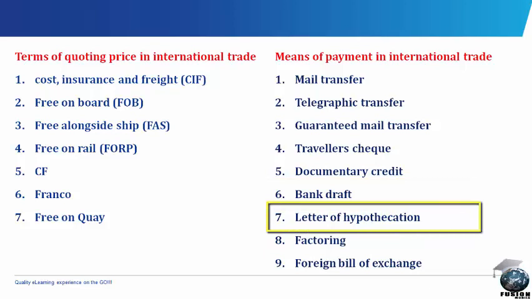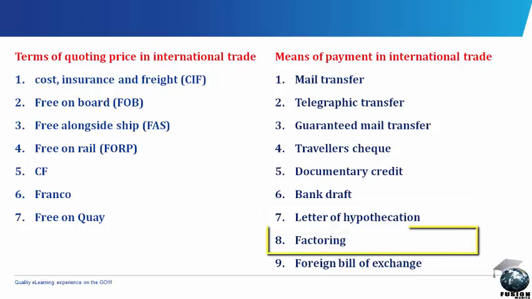Letter of hypothecation. This is a form of authority given to a banker, often in connection with a documentary bill, authorizing it to sell the goods that have been pledged to it if payment or acceptance of the bill is refused. Factoring. A firm can purchase the trade debts of its clients and then claim payment for them. This is also a means of financing export.